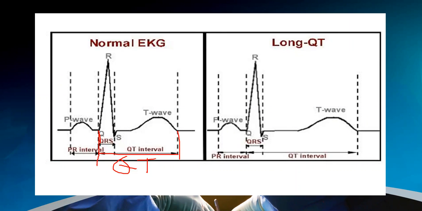In a normal person, the QT interval should be 8 to 11 small squares. That's how you should remember it. Don't remember it by seconds or time. 8 to 11 small squares is normal.